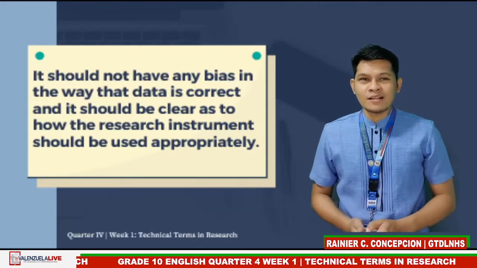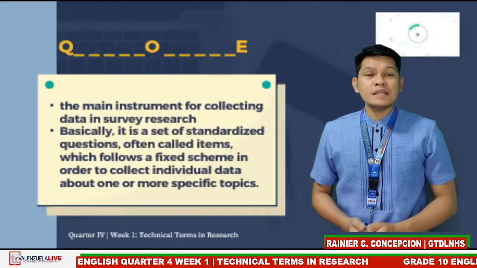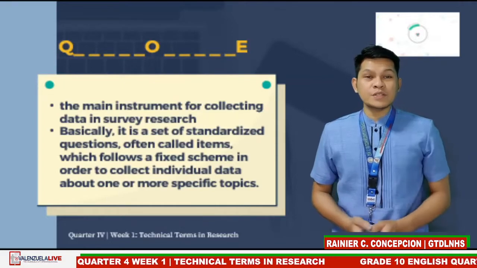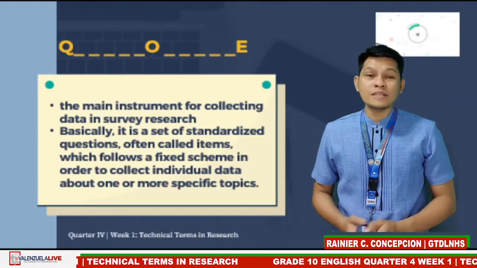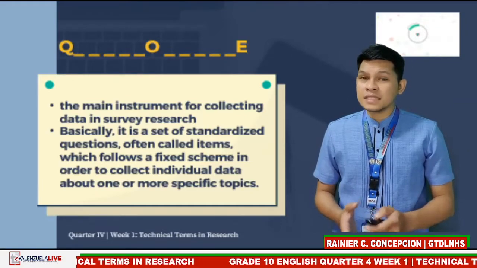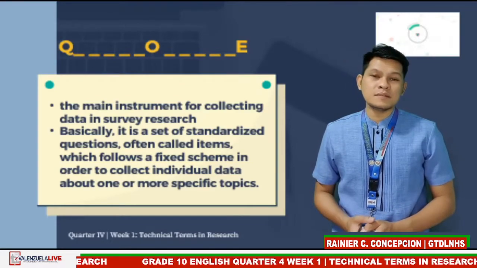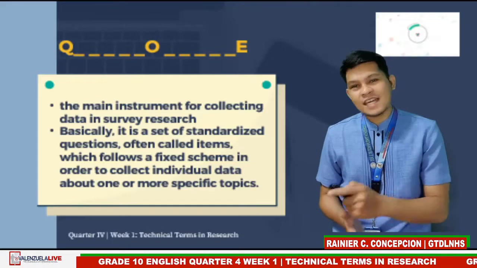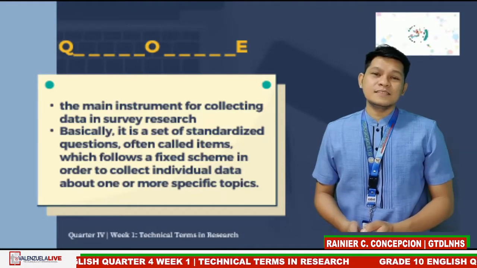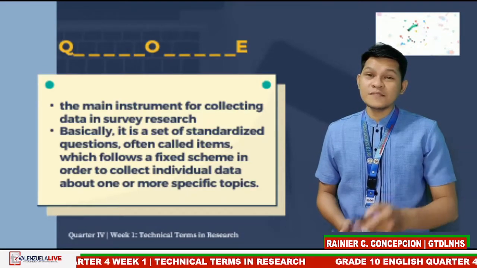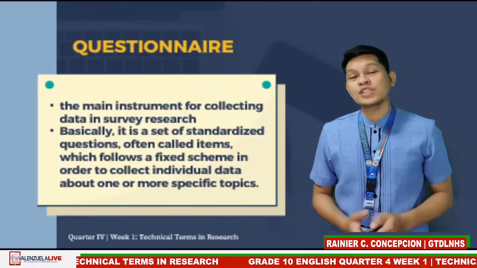You are doing well. Actually, very well. Here is the next term. It is the main instrument for collecting data in survey research. Basically, it is a set of standardized questions, often called items, which follows a fixed scheme in order to collect individual data about one or more specific topics. 5 seconds to key in your answer. Time's up. What is your answer? The answer is questionnaire. Good job.